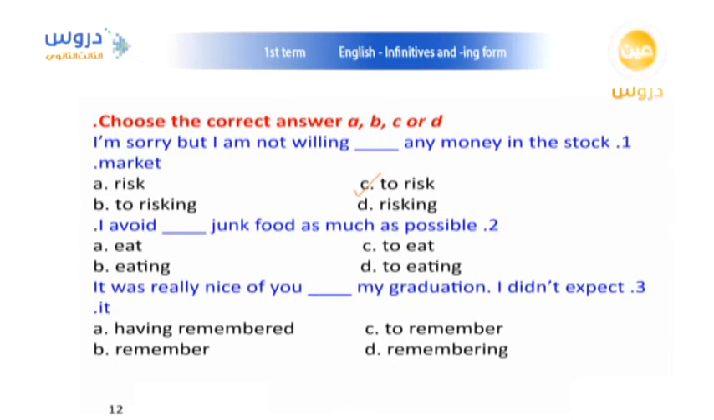Number two: I avoid junk food as much as possible. What do you think about number two? Is it eat, to eat, or eating? What do you think? Avoid. Can you think of the letter?